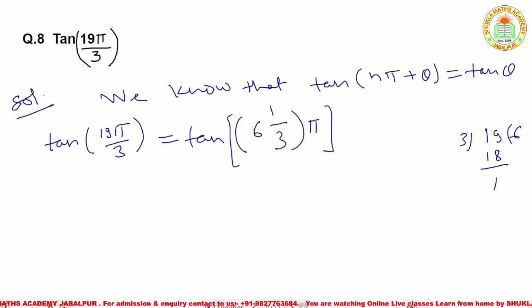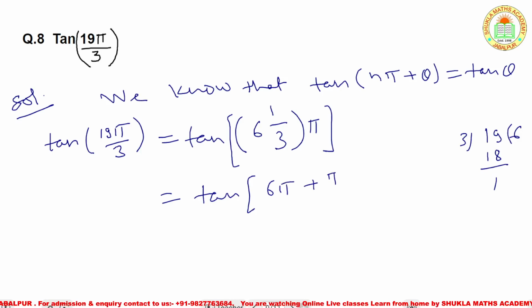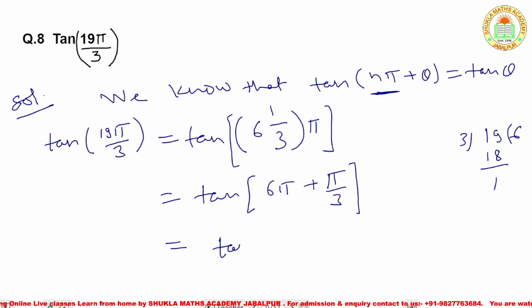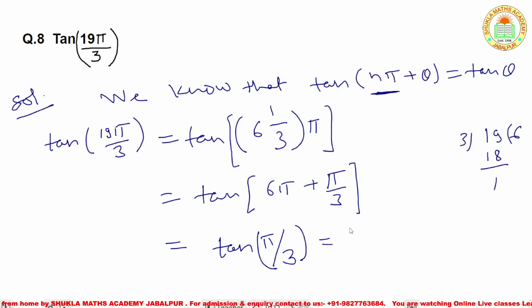So we can write this as tan of 6 pi plus pi by 3. Okay, this is the method how we can break the angle. So you will do the practice. So tan 6 pi means it is a multiple of n pi, n is an integer, right? And 6 is the integer, and plus theta. Theta is here pi by 3. So by the formula this becomes tan theta, tan pi by 3, that is 60.